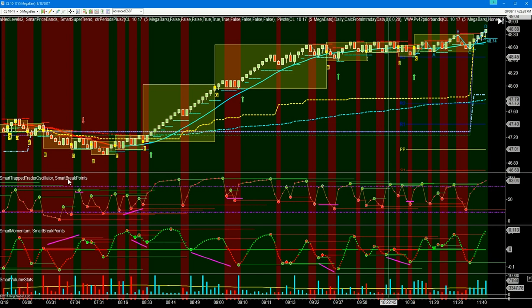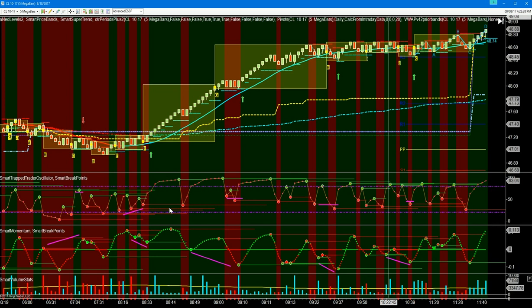And these are the T2 signals. Those are identified here on what we call the smart momentum. And I've just marked these out for you. These are patterns that you can learn in the training in the room. And then we use that in conjunction with our trap trader oscillator that shows us where traders are trapped on the wrong side of the market.